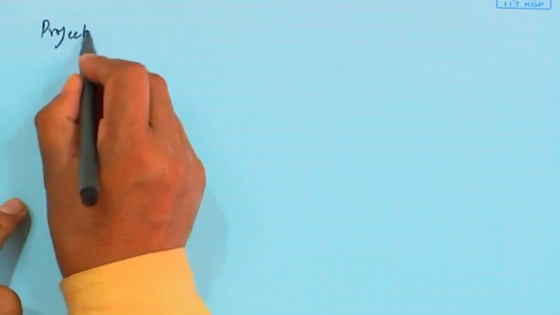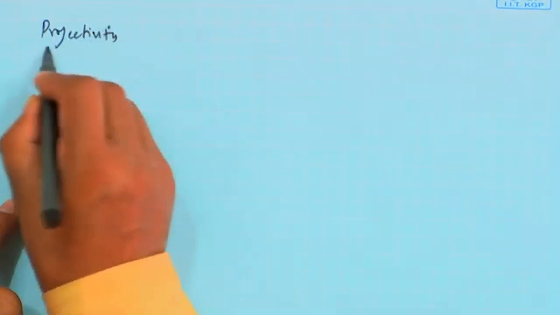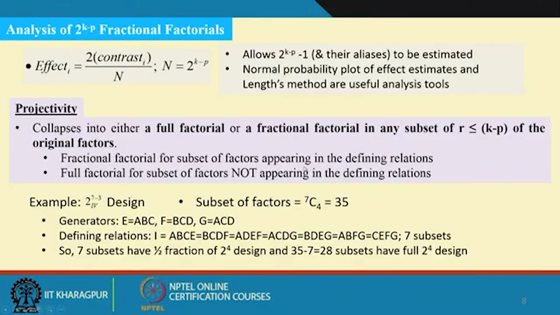Okay. Under analysis, another important thing is projectivity. So, we have discussed projectivity also. Let us see the slide. Projectivity: if you go for a 2 to the power k minus p fractional factorial design, then this collapses into either a full factorial or a fractional factorial in any subset of r, where r is less than or equal to k minus p of the original factors.